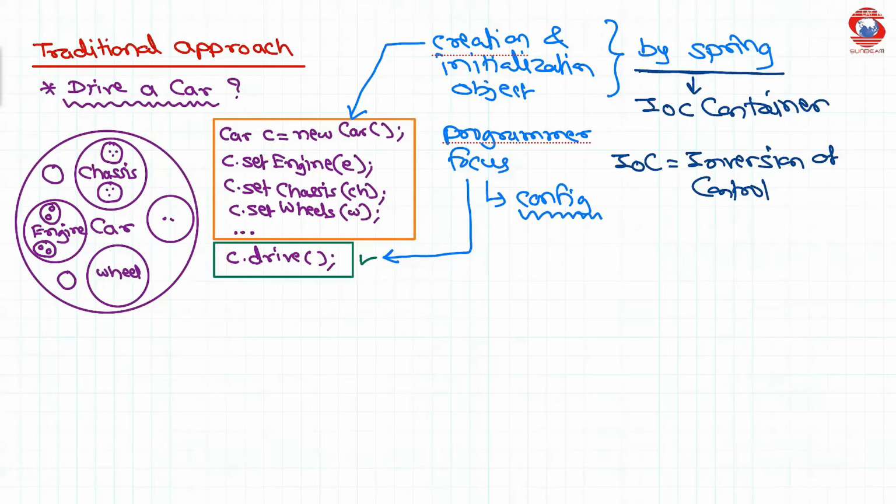I'll give you a real life example of inversion of control. A few years back, people were purchasing veggies. You are eating food, so every day you have to buy vegetables. And how were people buying veggies?